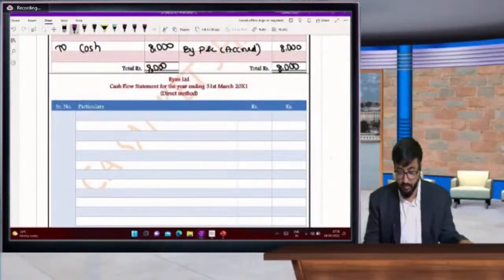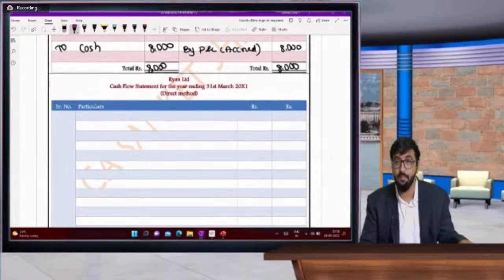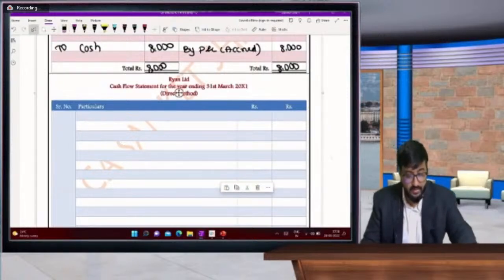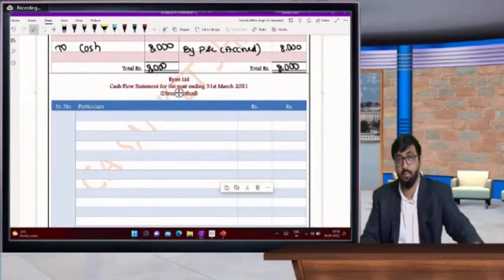Direct method. Yes. Are you getting this concept, beta? Can you tell me? Are you getting all these concepts now? Are you finding it easy? Direct versus indirect.